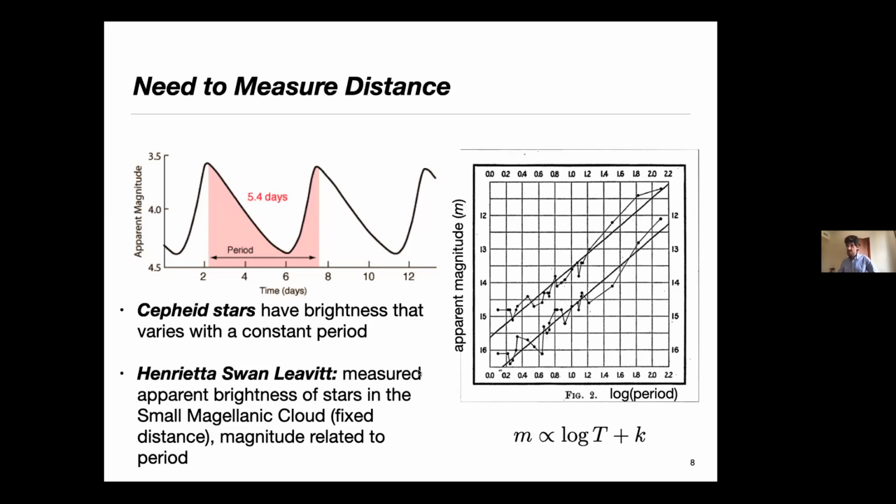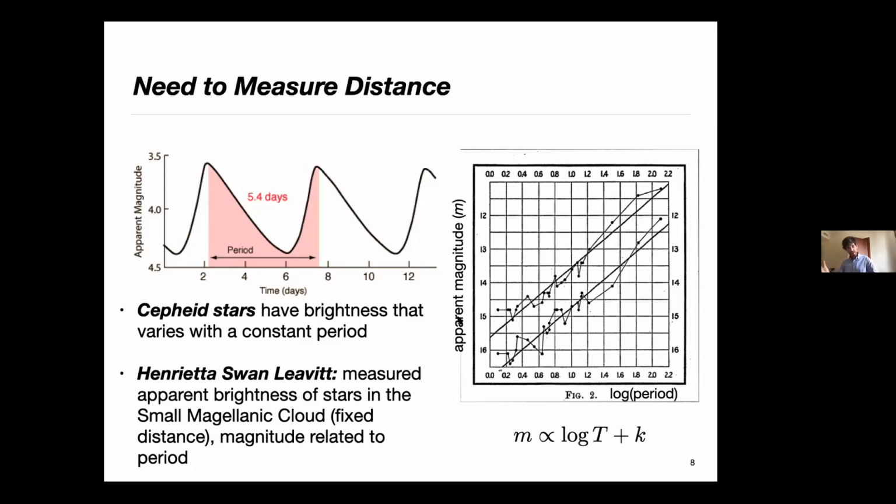And so what she did is she studied a large number of these stars that were in a compact object called the Small Magellanic Cloud, which is sufficiently far away from us that all of the stars in it are basically at the same distance. And she found that there was a direct relationship between the period and how bright the star was. Because all of the stars were at roughly the same distance from us, it meant there was also a direct relationship between the period of the star and how intrinsically bright the star was.